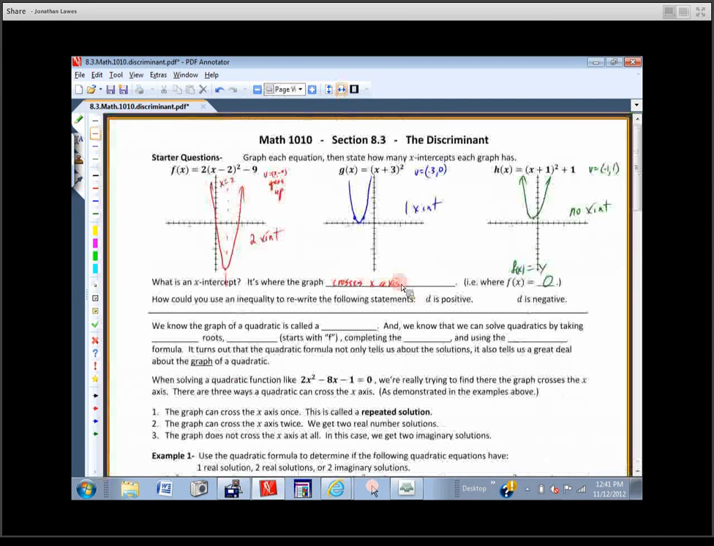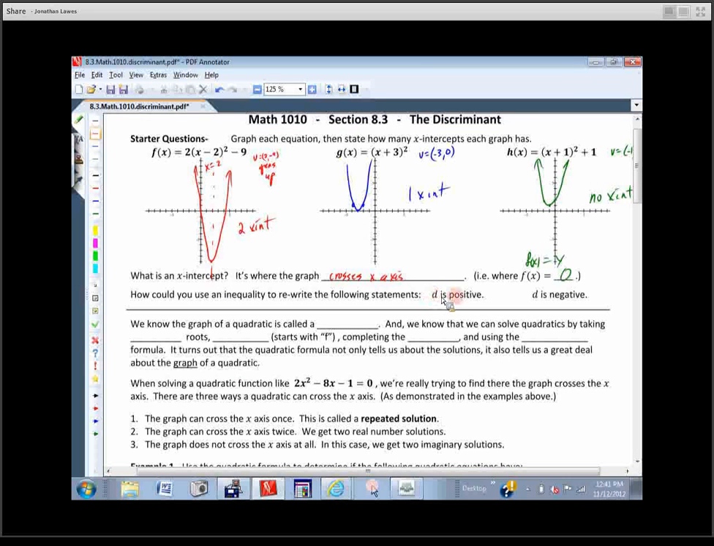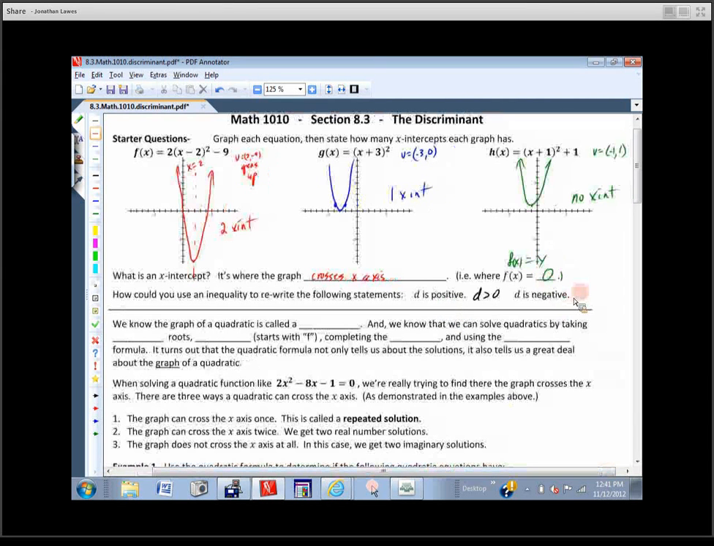And then a couple other questions here. It says, how could we rewrite each of these statements using an inequality? So how could we say D is positive by stating an inequality? Yeah, D is greater than 0. Some people don't like inequalities very much, but they're pretty simple. They're just kind of saying one thing is bigger than another. So if we say D is positive, that means it's greater than 0. It's on the right side of the 0. And if D is negative, D would be less than 0. Pretty easy.